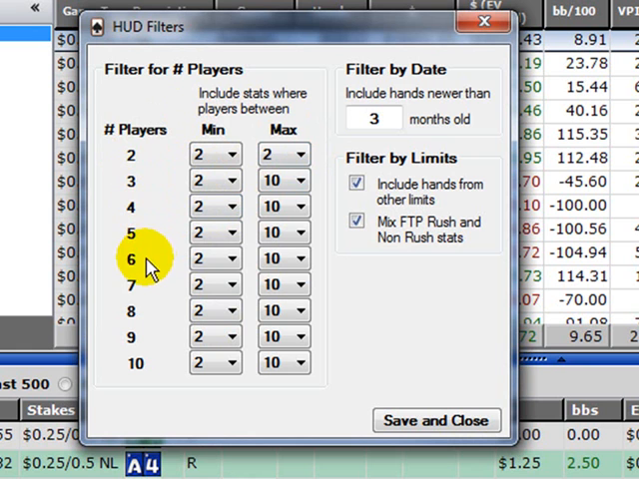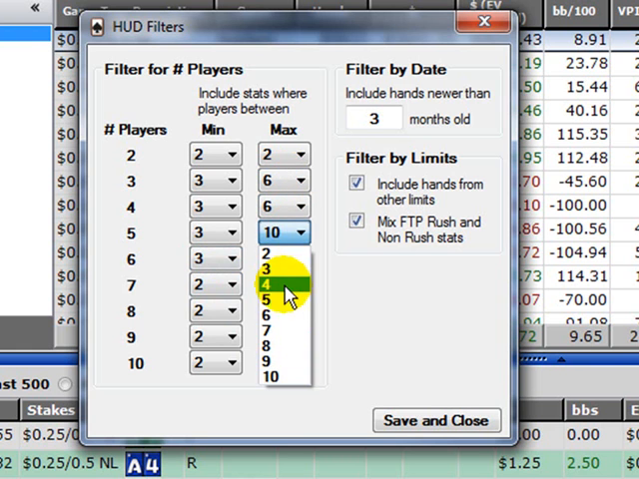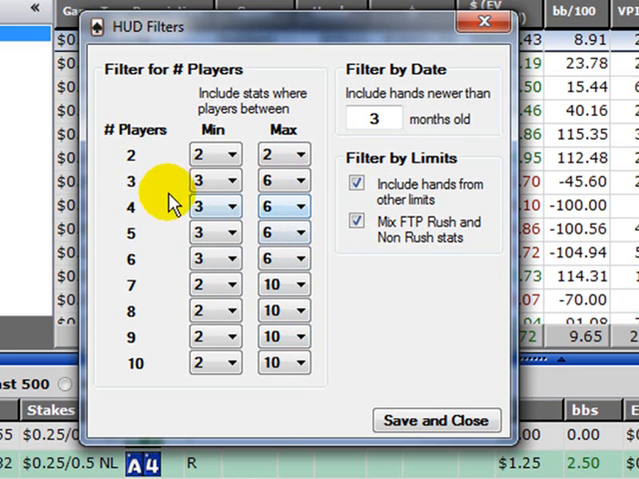And then for 6 max, I would change these to 3, and the maximum to 6. Now anytime 3 players, 4 players, 5 players, or 6 players are dealt into the hand, your HUD is going to show HUD stats for, again, how many players were dealt into the hand.